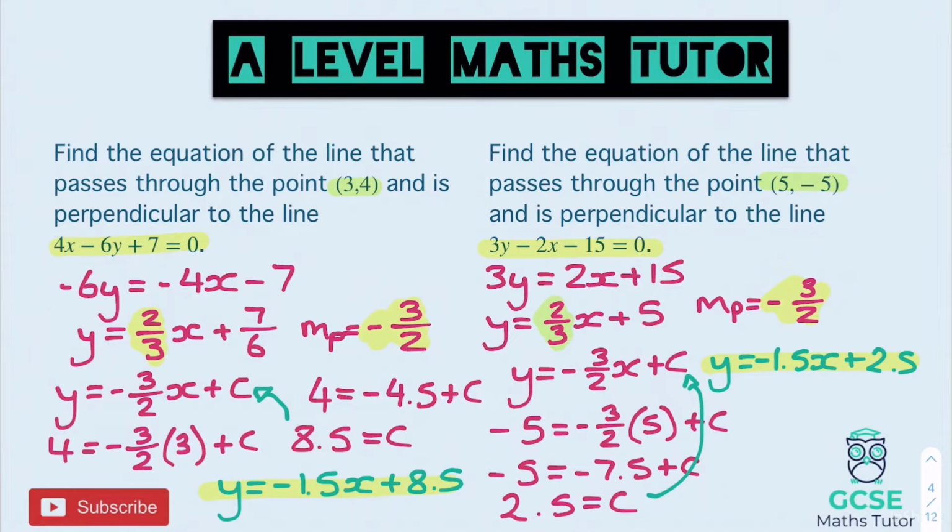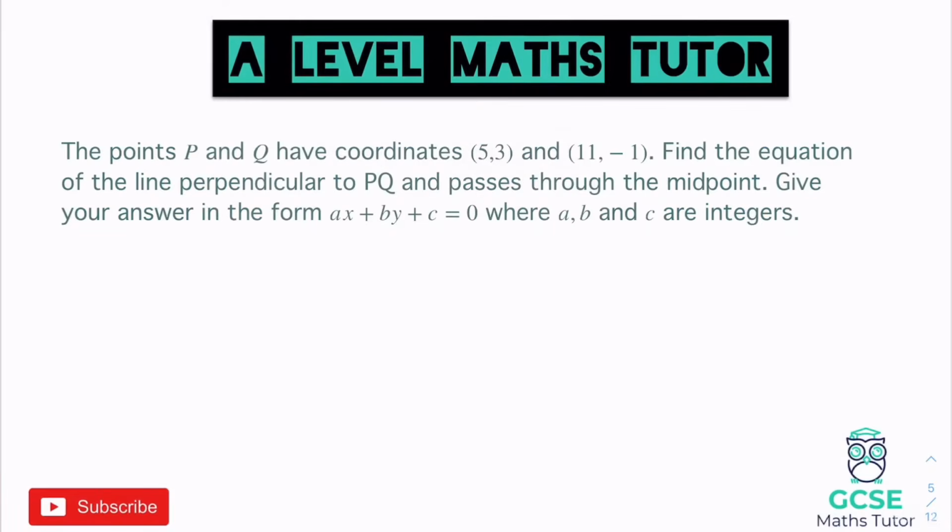Now we're going to have a look at one more type of question here before we have a look at our exam questions. Okay, so this question here, there's a little bit more words, and we've got a little different way of writing our answer in this one. So it says the points P and Q have coordinates 5, 3 and 11, minus 1. Find the equation of the line perpendicular to PQ and passes through the midpoint. Give your answer in the form, and here's where we're going to write our answer differently, ax plus by plus c equals 0, where a, b and c are integers or whole numbers. So let's have a look at this.